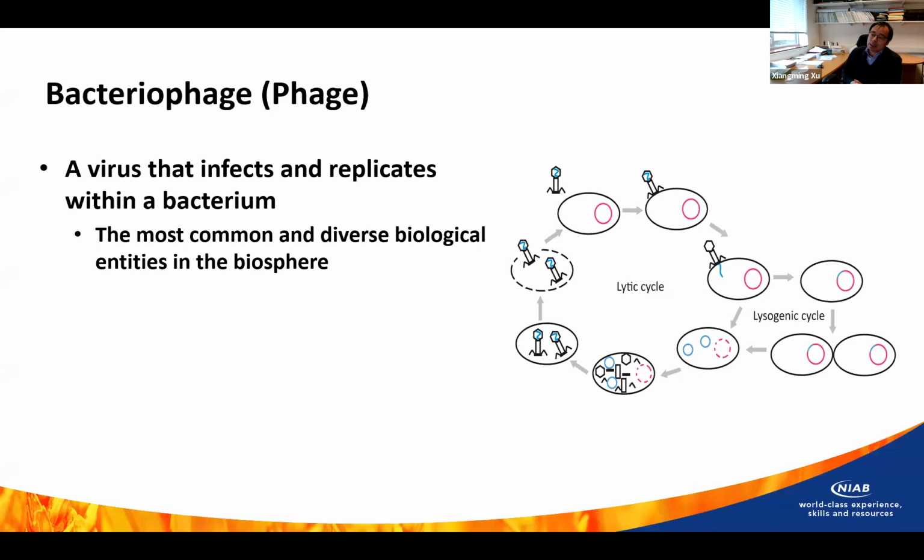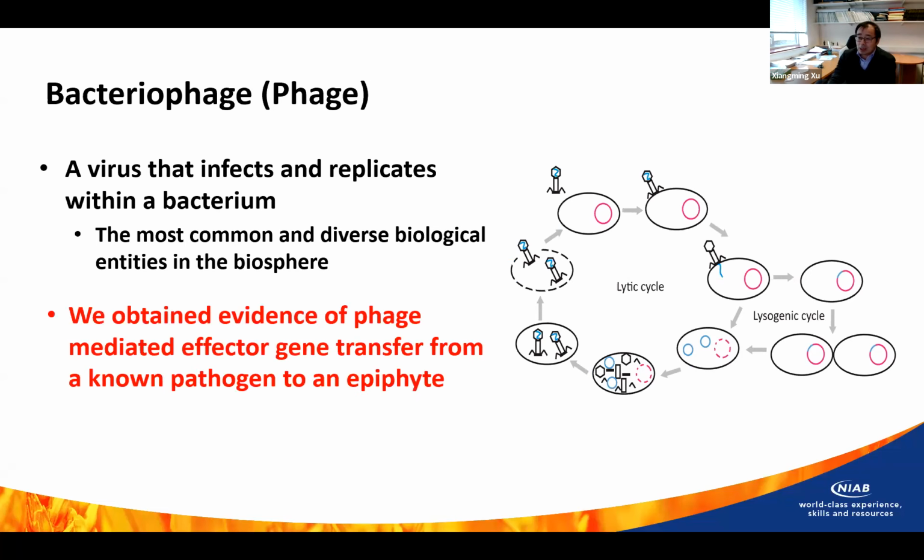To do this, we are looking at one of the common potential ways of moving pathogenicity between strains, which is the phage, a bacterial virus. By looking at the imprint or footprint of phage, we could infer whether the pathogenicity factor can pass between strains. So far, we have obtained clear molecular evidence to show the virulence factor can be transferred from a known pathogen to a previously non-pathogenic strain or epiphyte.